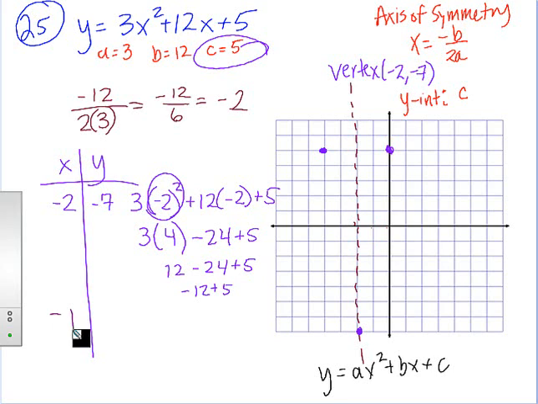All right. So now, to figure out what this -1 is, we have to plug it in. So 3 times -1 squared plus 12 times -1 plus 5. So once again, if you have a calculator that has those parentheses, you can just put that whole thing in the calculator and it tells you what it is.